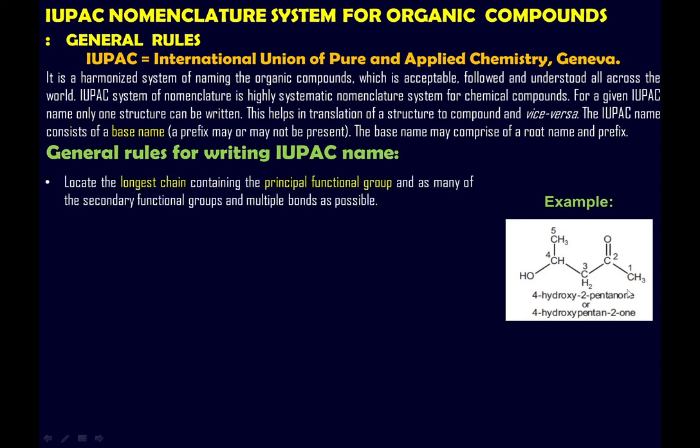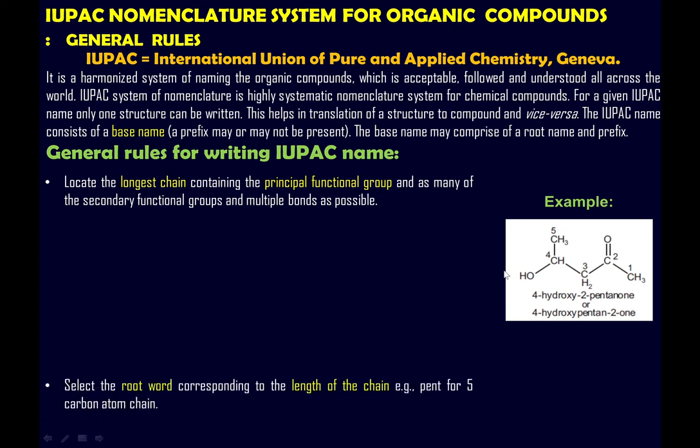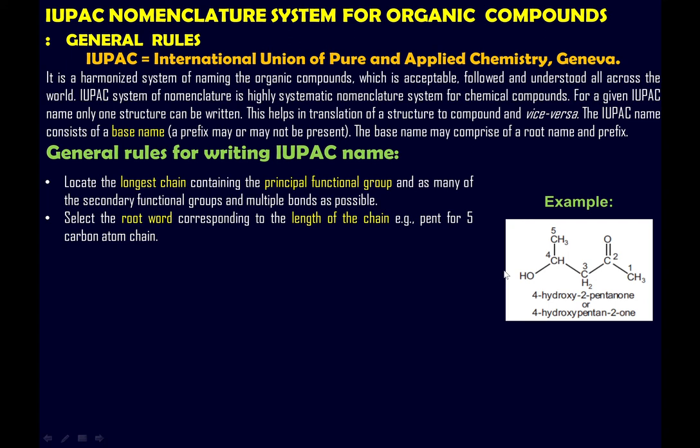Look at the longest chain containing the principal functional group and as many of the secondary functional groups or substituents and multiple bonds as possible. So here there are two functional groups, C double bond O and OH. C double bond O is the principal functional group. So look at the longest chain which comprises the principal functional group. So we have 1, 2, 3, 4, 5. This also can take care of this OH attached, and we can actually put this as a prefix. So we have identified the longest carbon chain which is 5 membered. So the root word corresponds to the length of this chain. So the length of this chain is 5, so we call it pent.